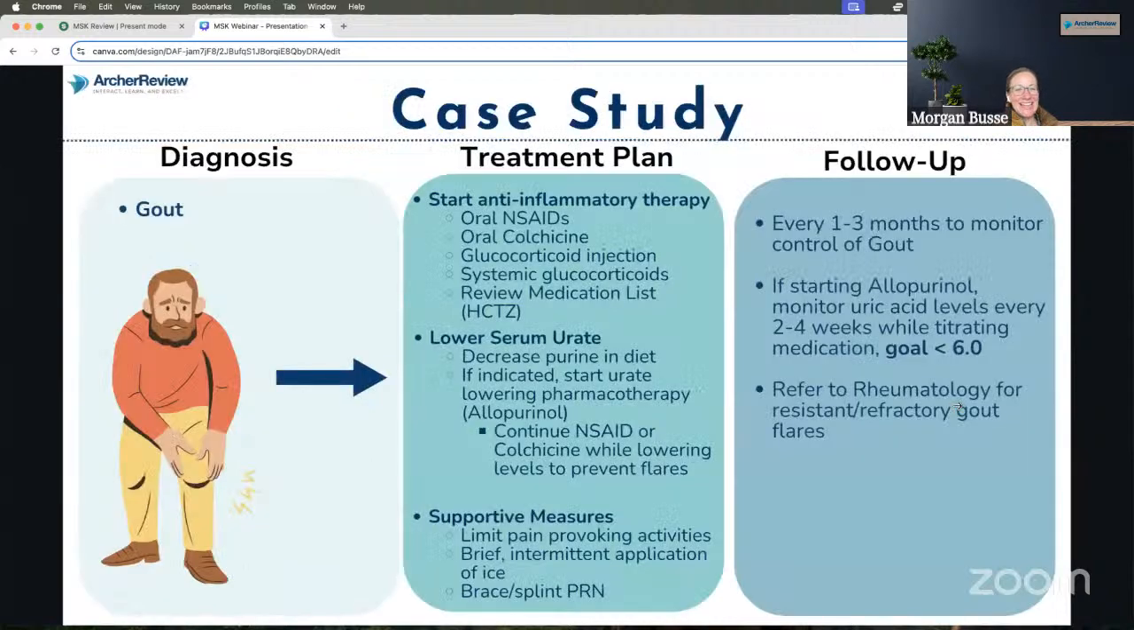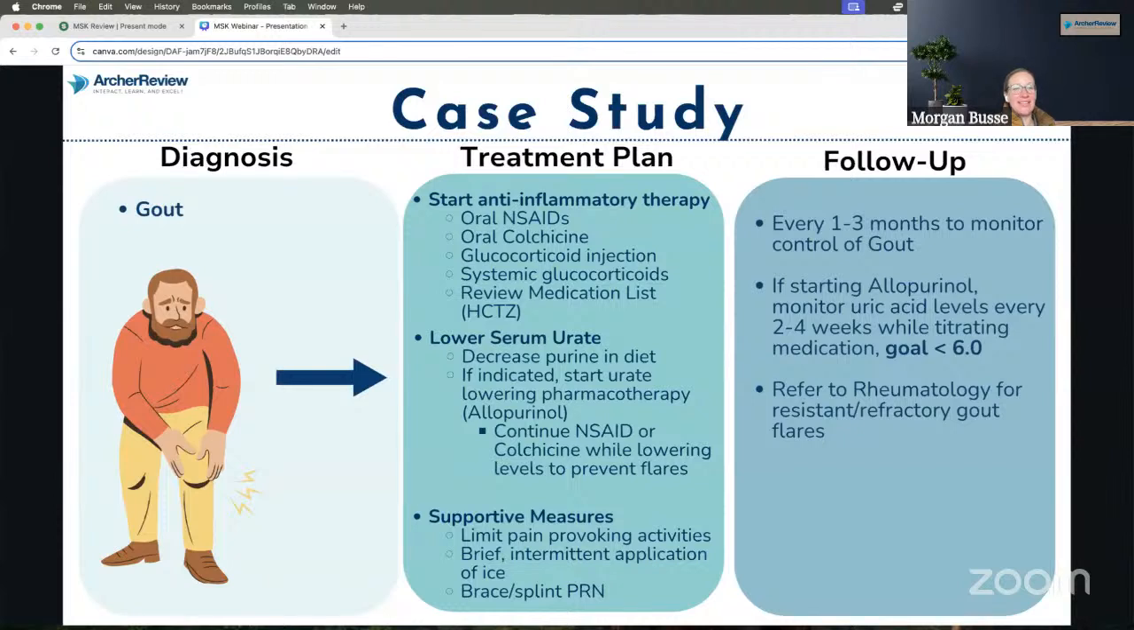So in this case, here's our treatment plan. We can choose one of these. We don't have to do all of them. Can we just get away with some indomethacin or oral colchicine? If they are seeing a rheumatologist, they may consider doing an injection in that area or systemic glucocorticoids. And then review that med list again.